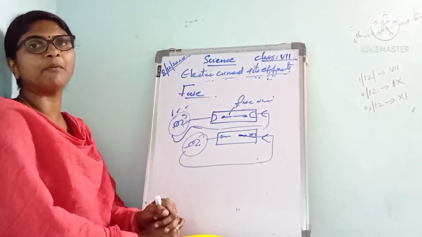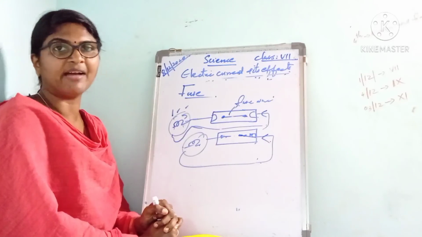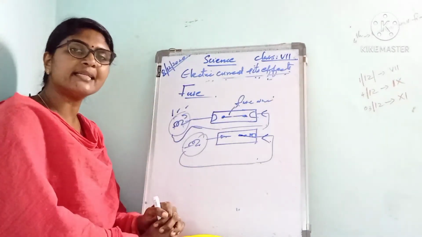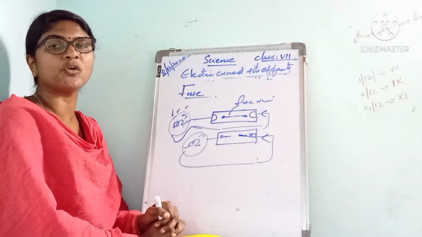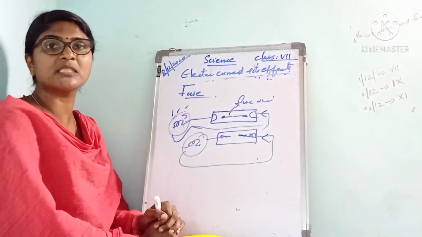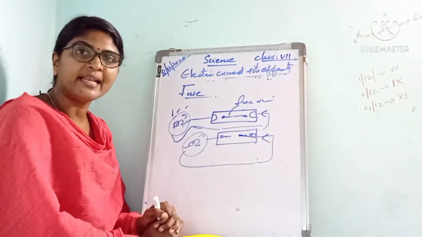Next we have learned about the electric fuse. It is a safety device. It is used to protect the electric circuit and electric devices or appliances from getting damaged if excess current passes through the electric circuit. That is the function of the electric fuse.